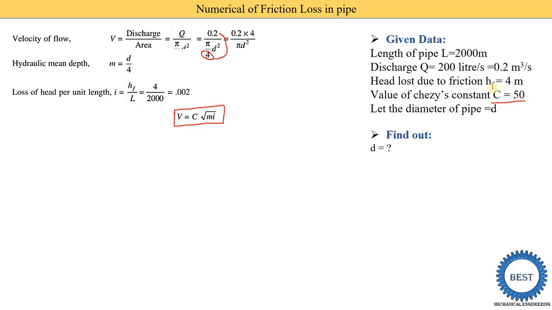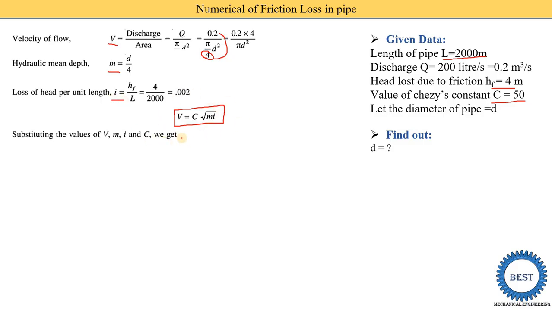So hf is given, that is 4 meters. Length is given, 2000 meters. So 4 divided by 2000, we get the answer 0.002.